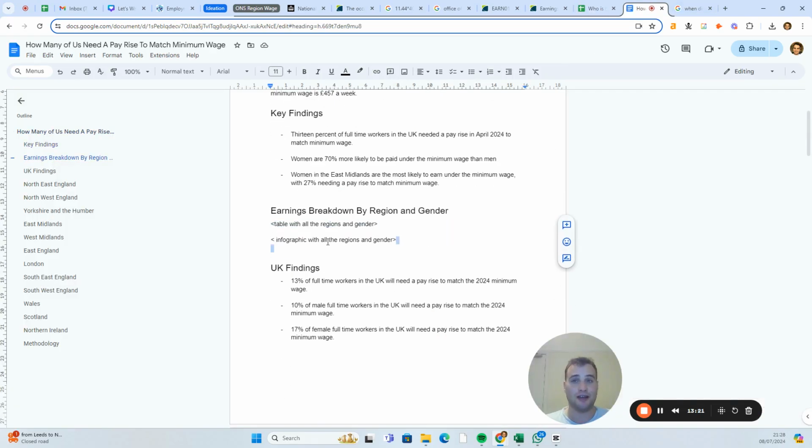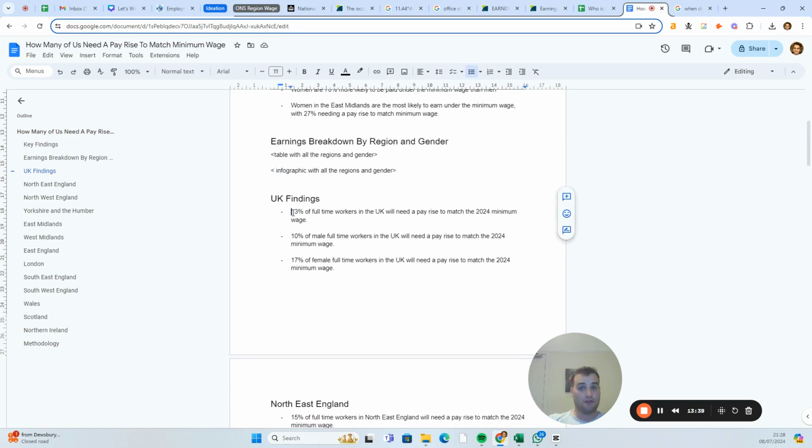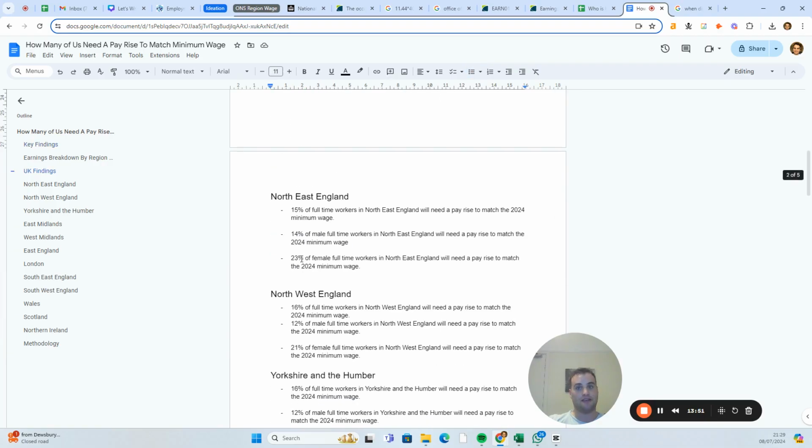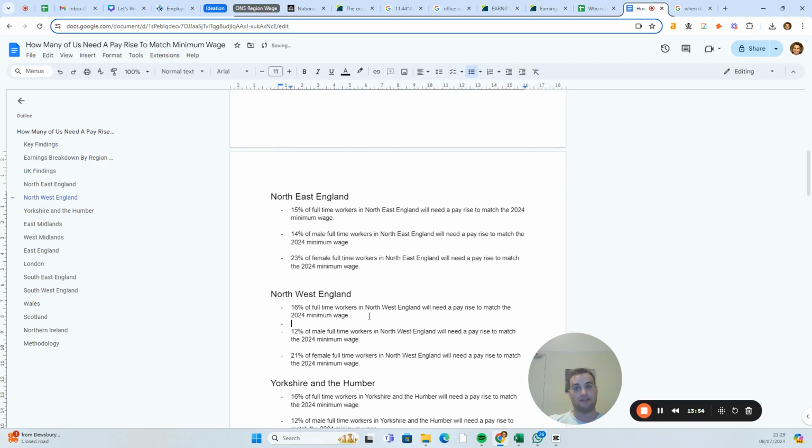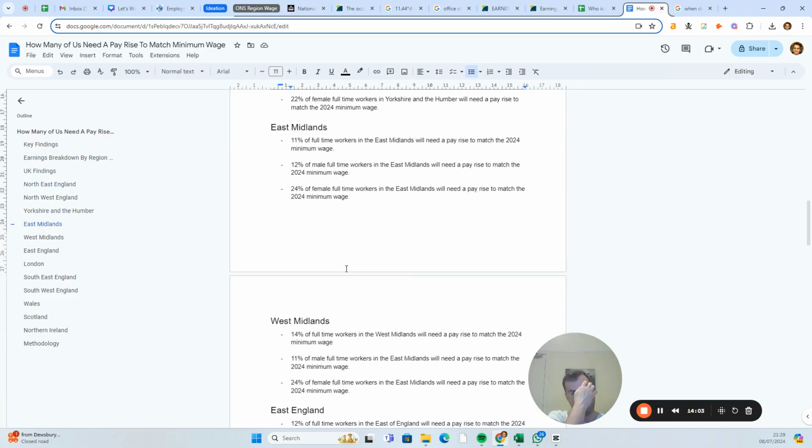And then I might have an infographic as well, of the map of the UK, with labels pointing out from each region, showing the number of males who need a pay rise to match minimum wage, and the number of females who need a pay rise to match minimum wage. Then I've got the findings just broken down by region and gender. So 13% of full-time workers in the UK need a pay rise to match the 2024 minimum wage. 10% of males, 17% of females. Then I've got the same for each region. So for each region we've got the overall number, males, and females, and that is just repeated for every region.